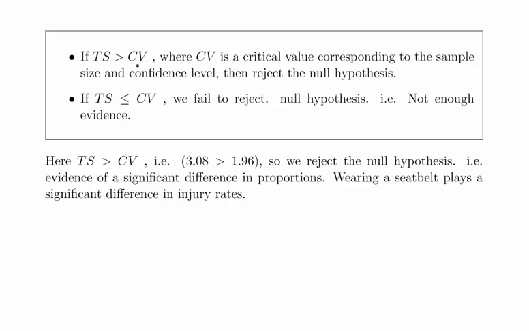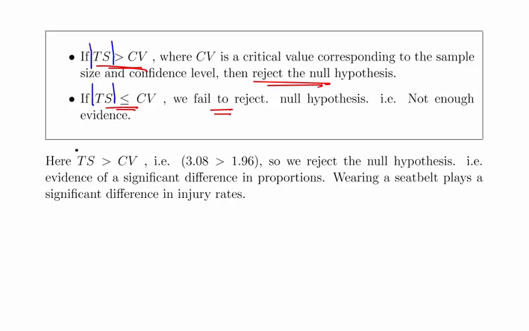So is the test statistic greater than the critical value, where CV is the critical value? Then we reject the null hypothesis. If the test statistic is less than or equal to the critical value, we fail to reject the null hypothesis. Not enough evidence. Something I should correct here: is the absolute value of the test statistic greater than the critical value? You're really considering the absolute value of the test statistic there.